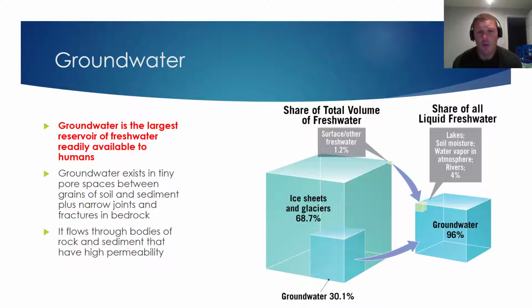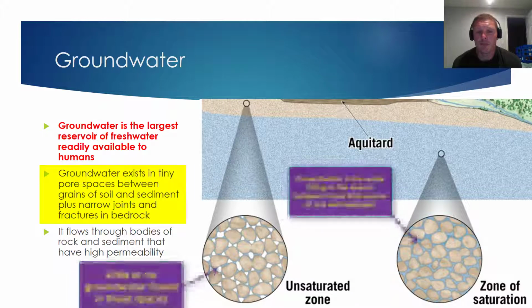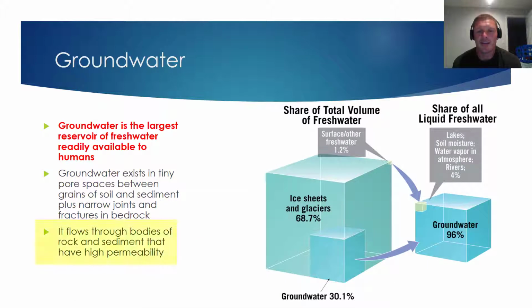What is groundwater, you may be wondering? Well, it's water that exists in the tiny little pore spaces in between grains of soil and sediment, and it can also exist in narrow joints and fractures in bedrock. But long story short, groundwater is water that's underground. If rock and sediment have high permeability, groundwater can actually flow through that rock and sediment.